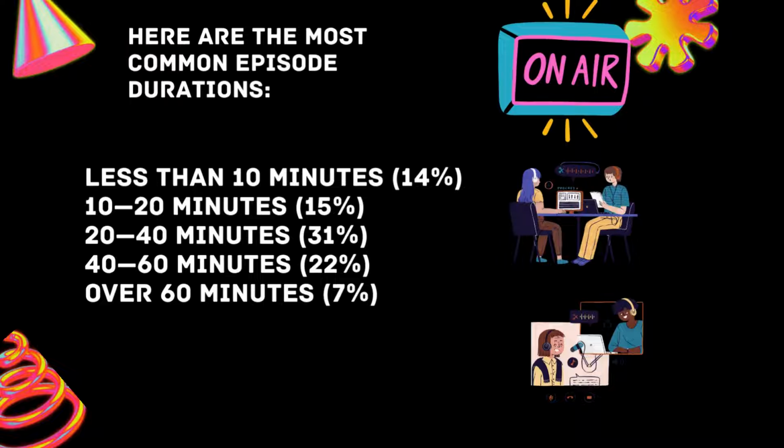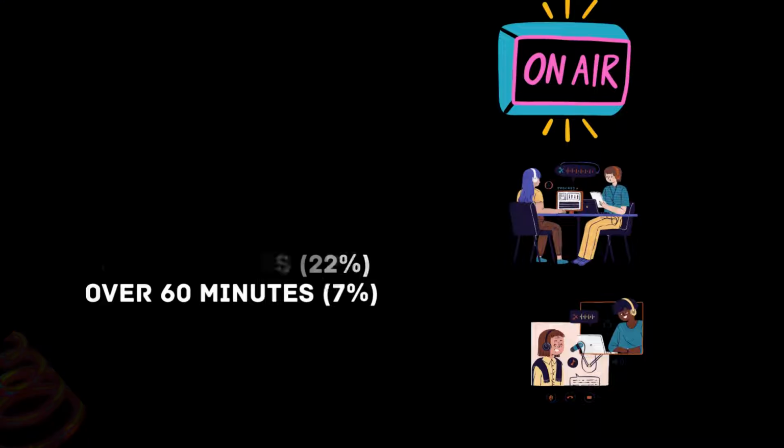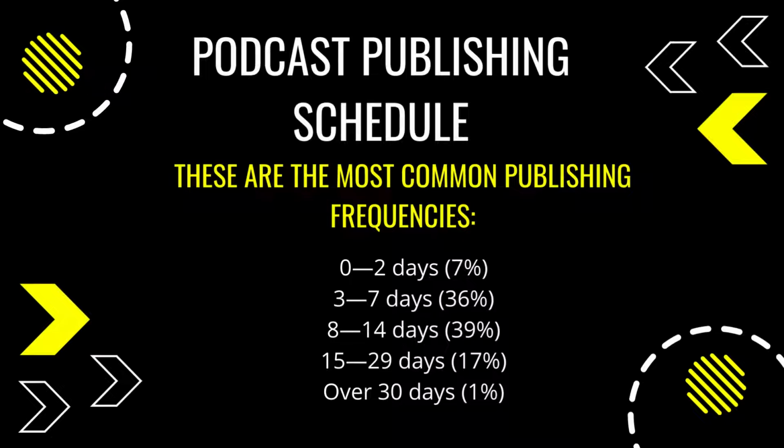20 to 40 minutes, 31%. 40 to 60 minutes, 22%. Over 60 minutes, 7%. Podcast publishing schedule.